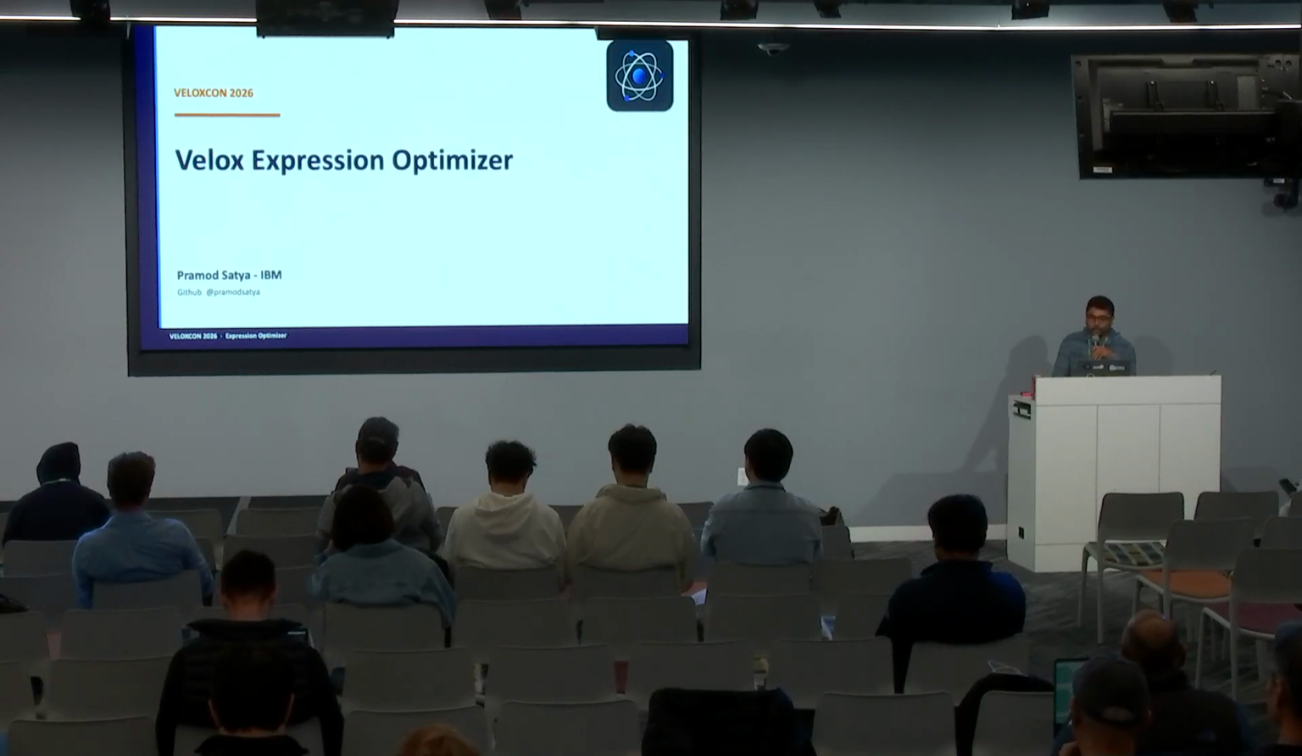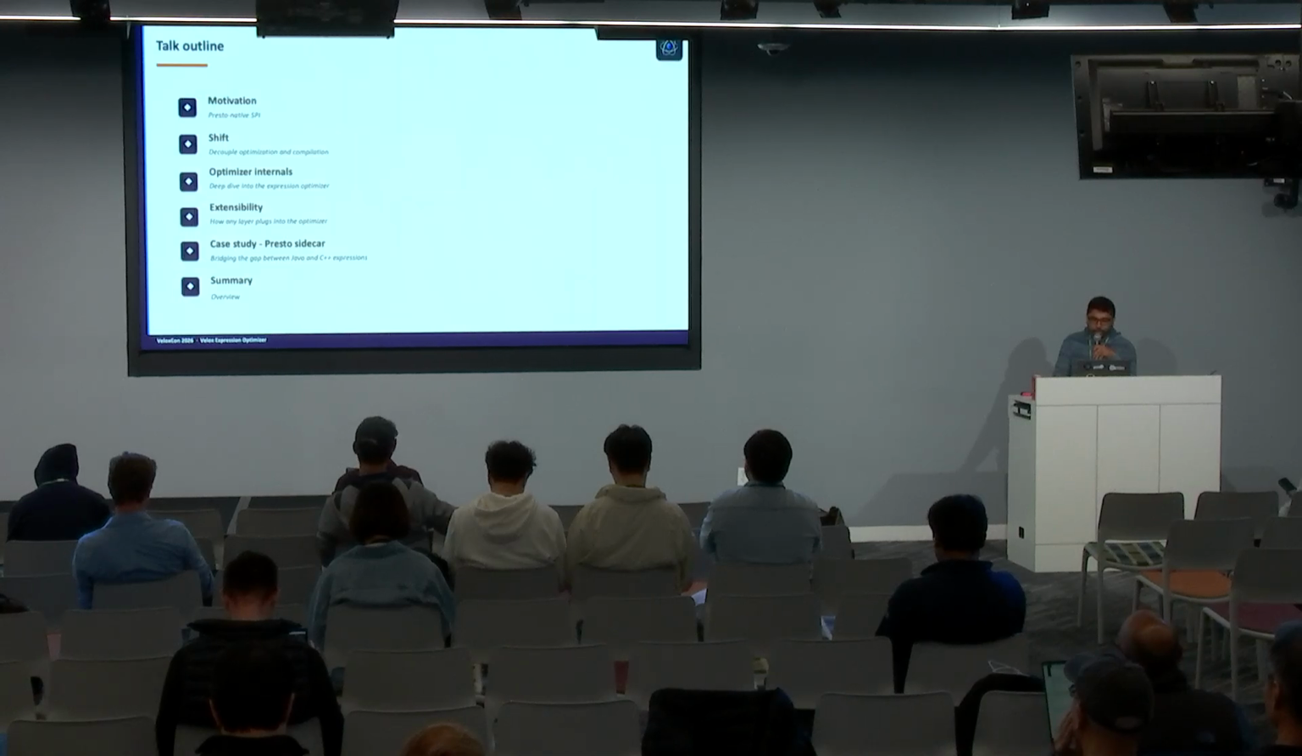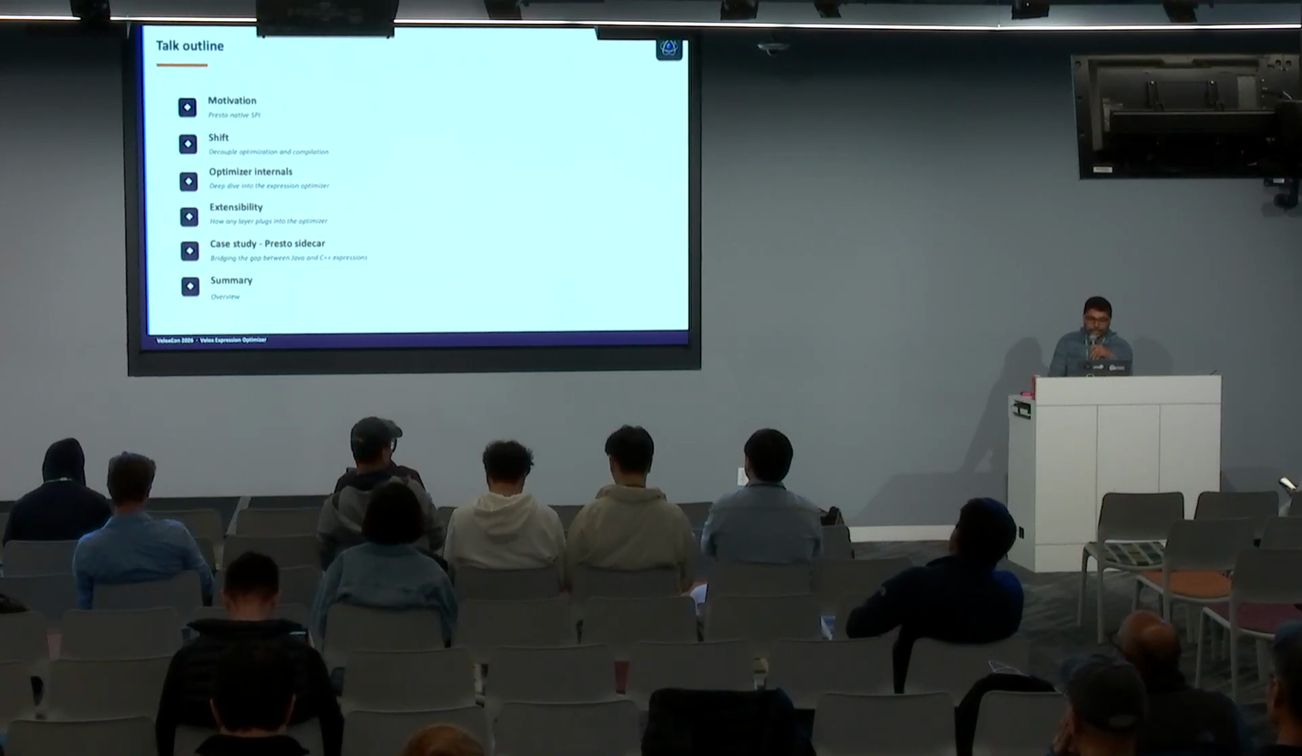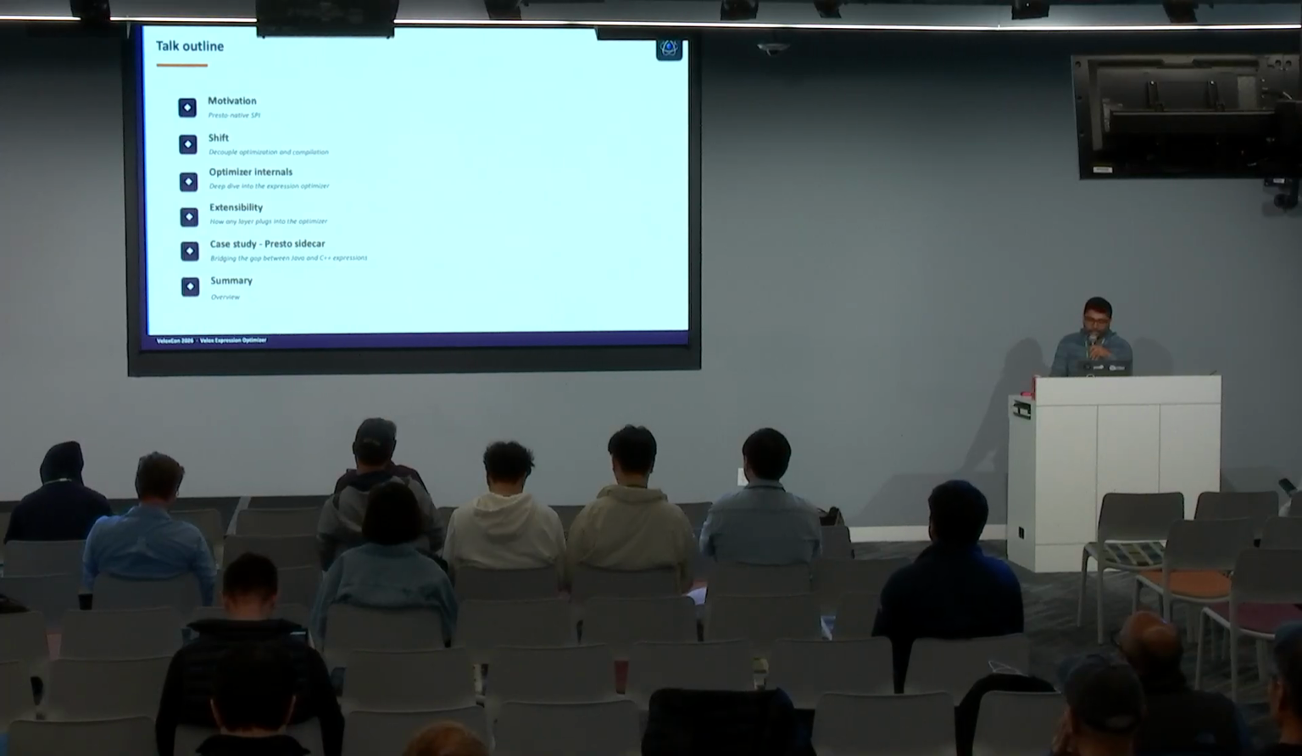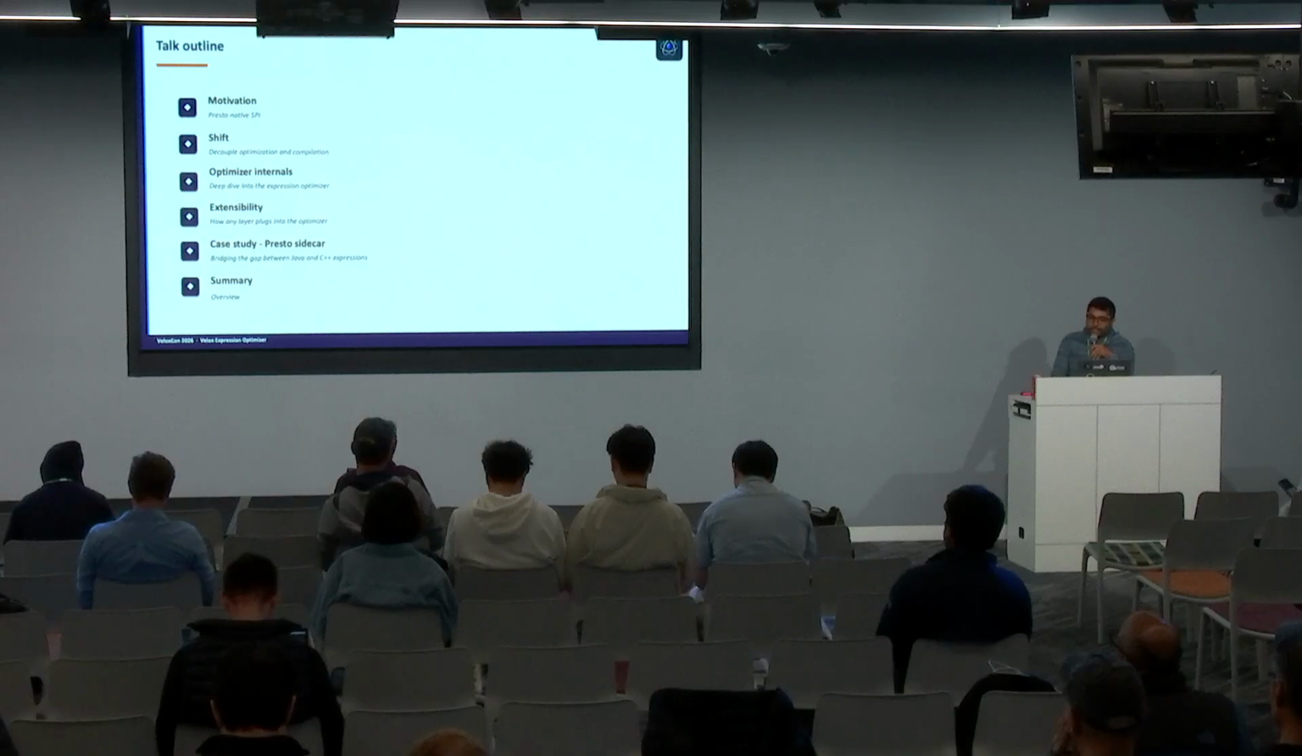Today I'll be talking about the work we did last year on the Velox expression optimizer. I'll start with an outline of the talk. First, I'll go into the motivation behind the project, what led to a dedicated expression optimizer in Velox. Then I'll go into the internals of the expression optimizer. After that, we'll look at how the optimizer enables extensibility by design. Then we'll end with a case study involving the Presto sidecar.